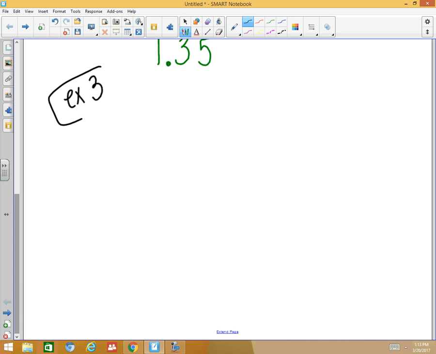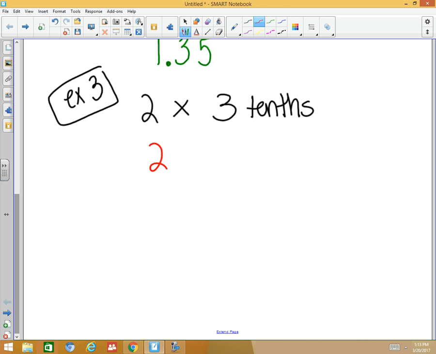Example 3. That is kind of weird. It just sounds weird. It's not that bad. 2 times 3 tenths. So we're going to write this as a number. Let's write this as a number. 2 times, what is 3 tenths as a number?